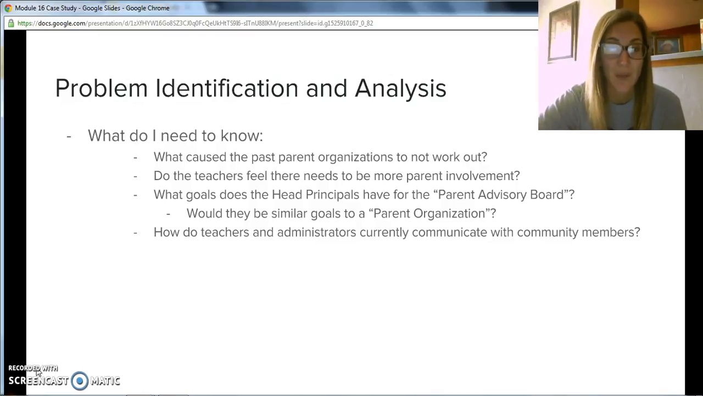What goals does the head principal have for the parent advisory board, as he called it? Would it have the same goals as essentially a parent organization, or does he have something else in mind? I want to get a feel for what he wants this parent advisory board that he's agreed to to look like. And how do teachers and administrators currently communicate with community members? Are we sending out all calls? Do we just send home notes with kids? Do we use the local newspaper? What exactly are we doing right now to communicate with parents and people in the community?